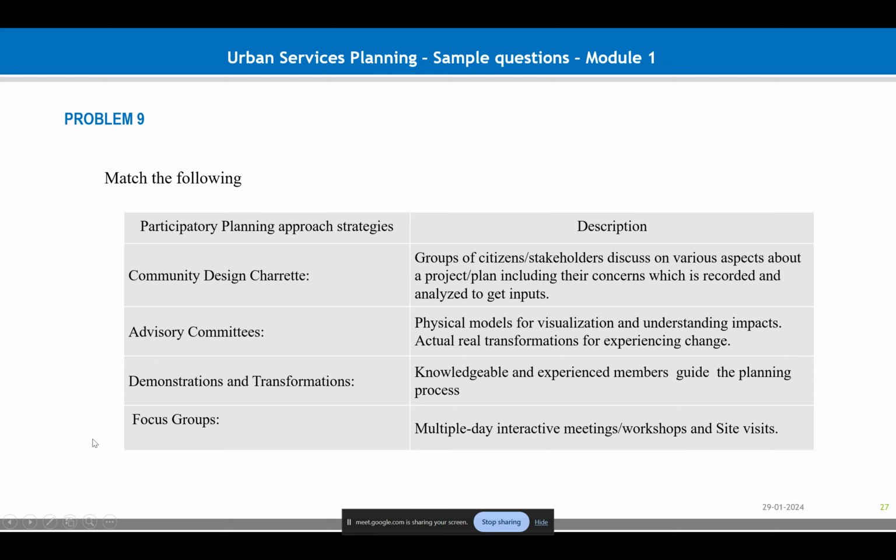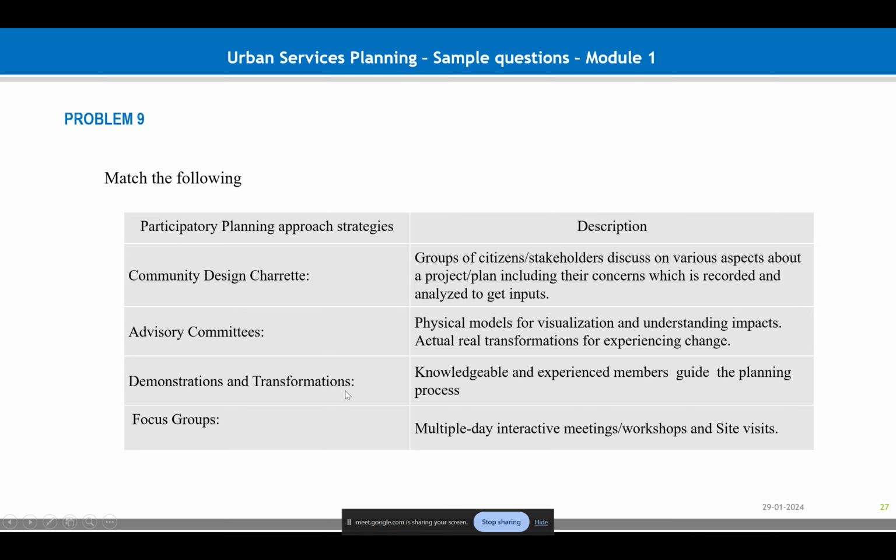So that was the first one. Second, advisory committees. Knowledgeable and experienced members guide the planning process. Yes, very good. That's there in the term itself, we know. It's from knowledge, so they advise. These are certain committees which are formed, and only an experienced audience is selected for this. Very good. Then we have demonstrations and transformations.